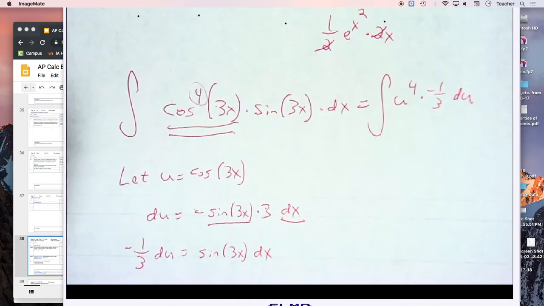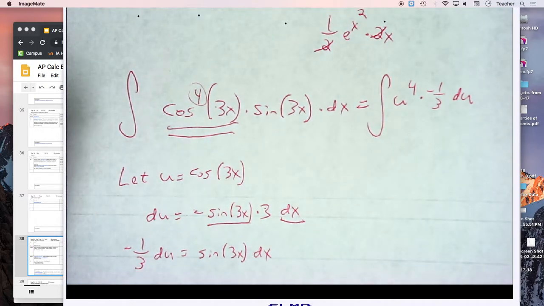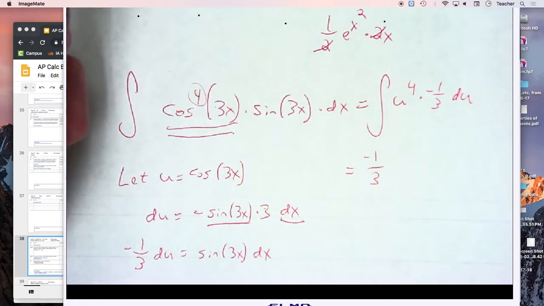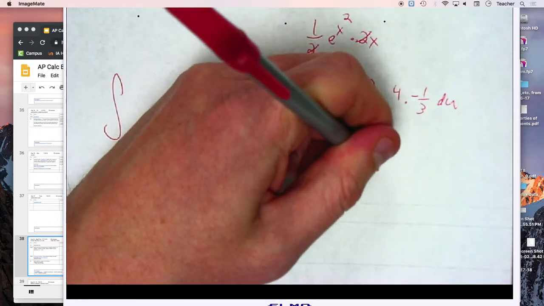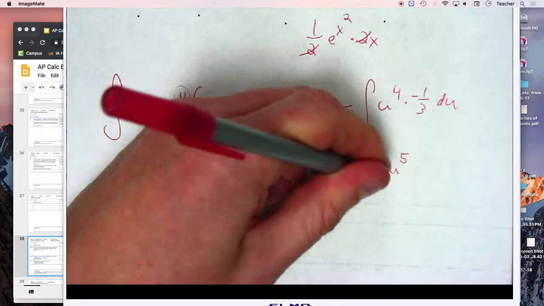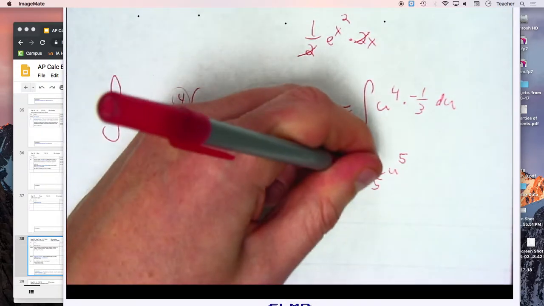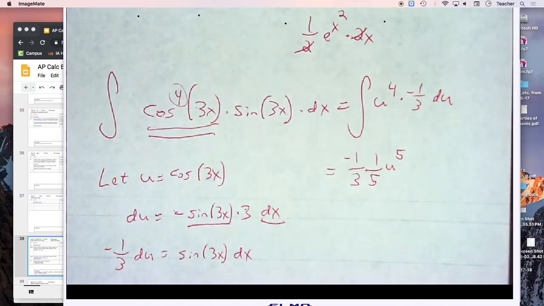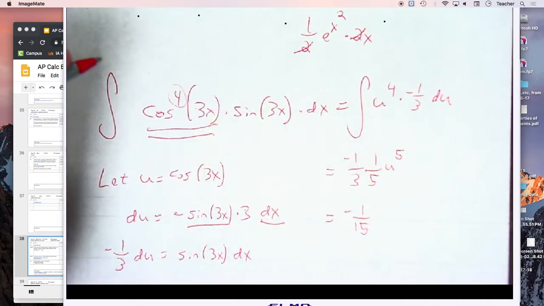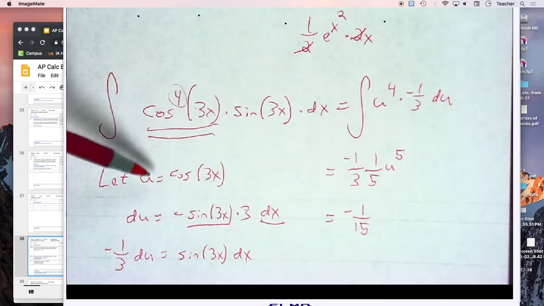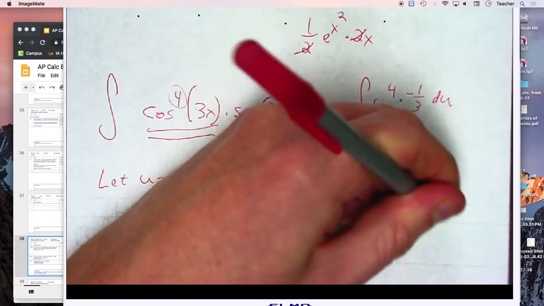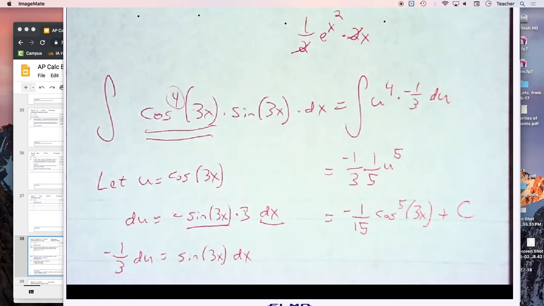So now this is a much easier antiderivative. That negative 1/3 is the constant multiple. It just sits there. What's the antiderivative of u to the 4th? I add 1, and then I divide by the new power, right? And so I divide by that 5. And so my new antiderivative is negative 1/15. What's u? u is cosine of 3x. And so I could just write that like this. And then I put my plus c on the end.